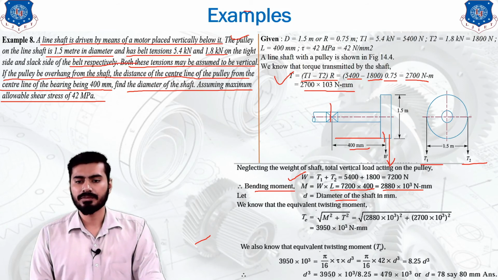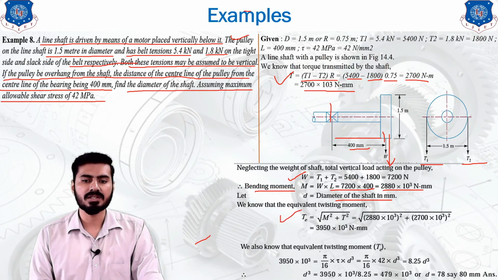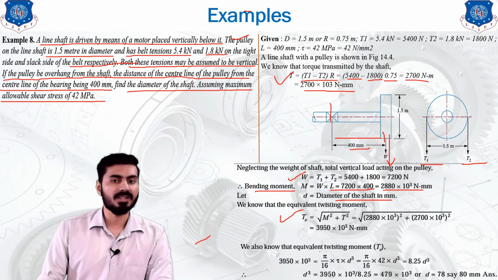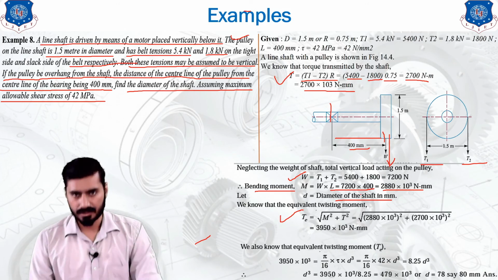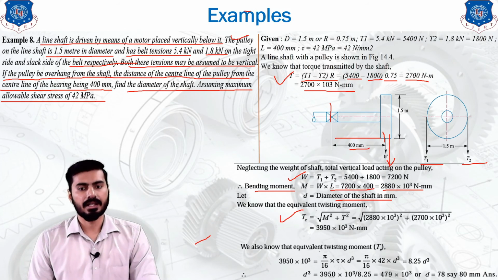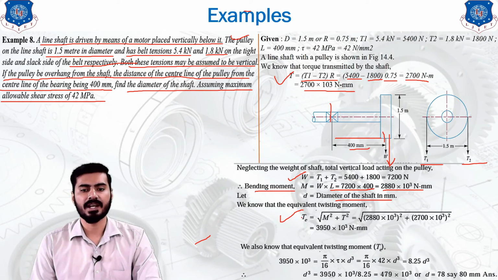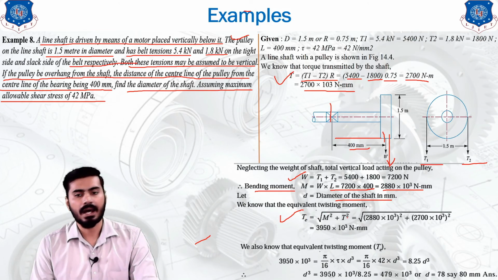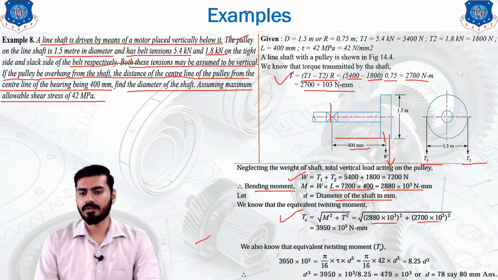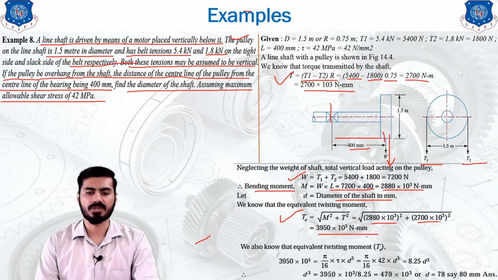The diameter of the shaft in mm can be calculated using the equivalent twisting moment equation. Whenever your shaft is rotating along with the support provided in bending, the equivalent twisting moment must be calculated using the equation of under root M square plus T square. Now we have the value of M square and we have the value of T square, then we will be able to calculate the equivalent twisting moment.